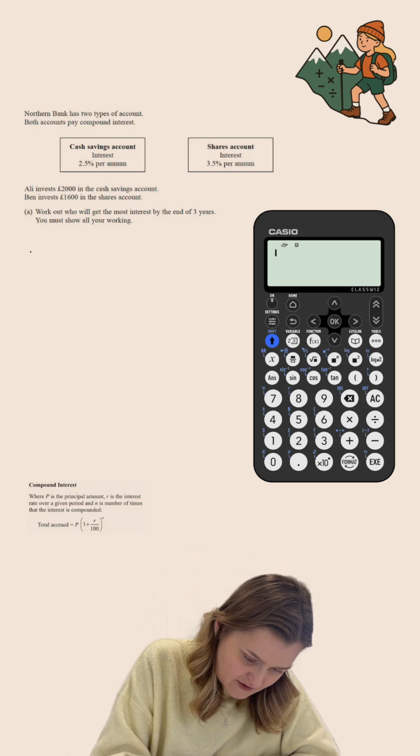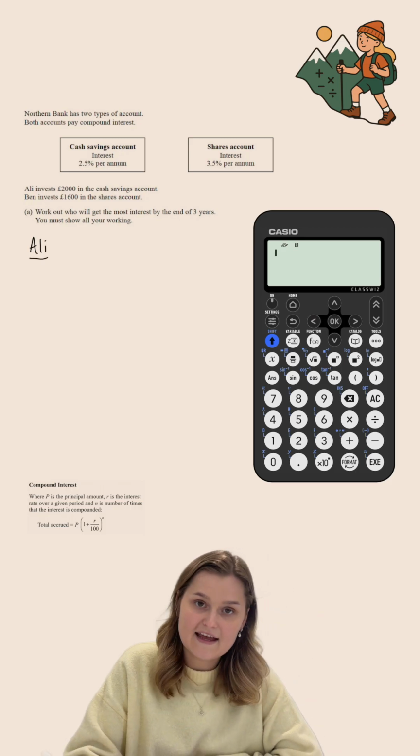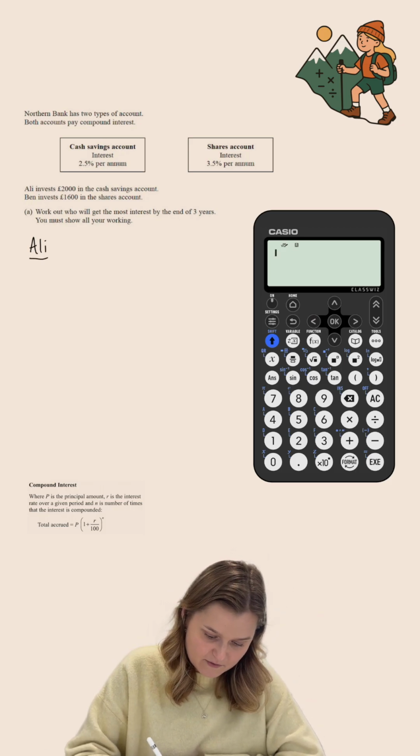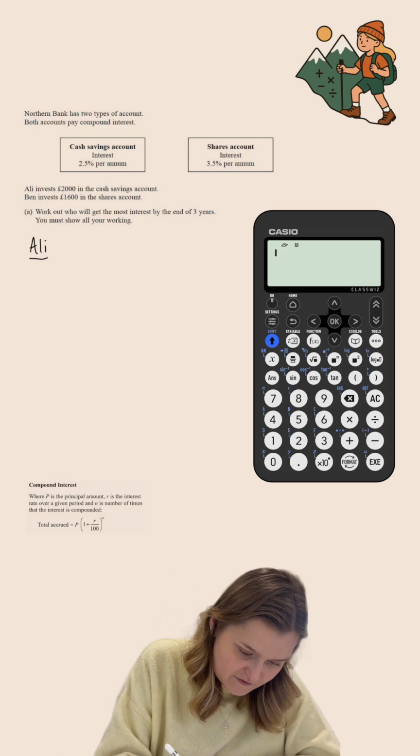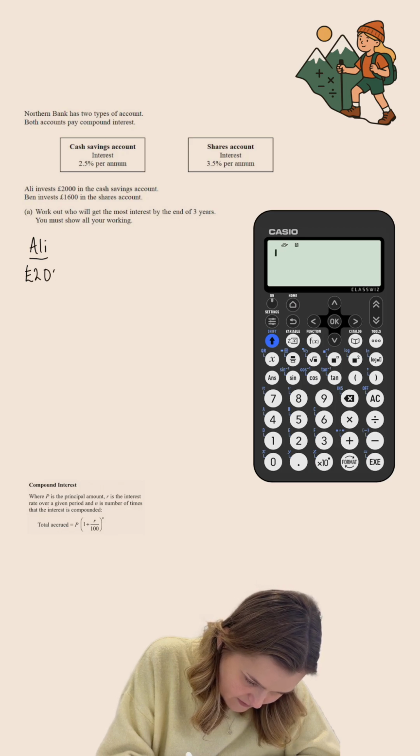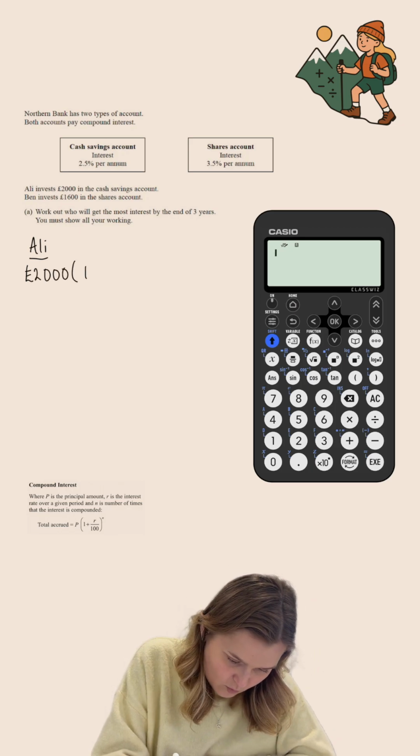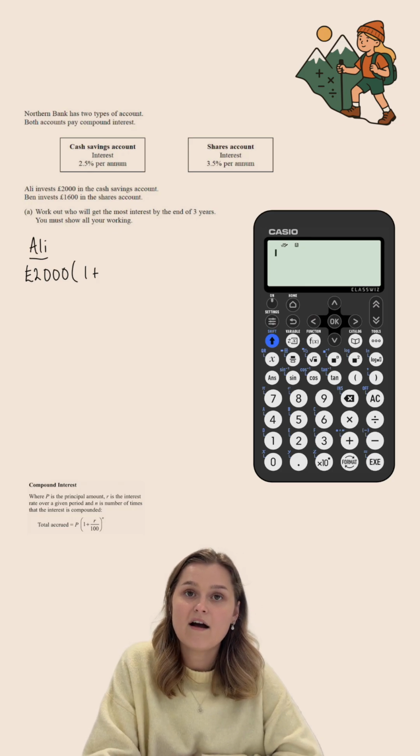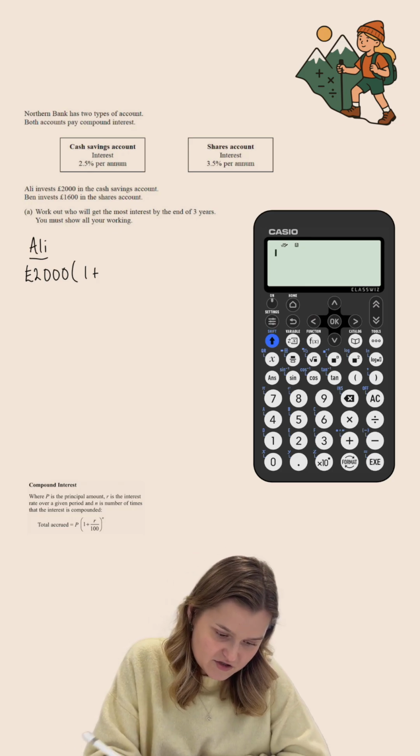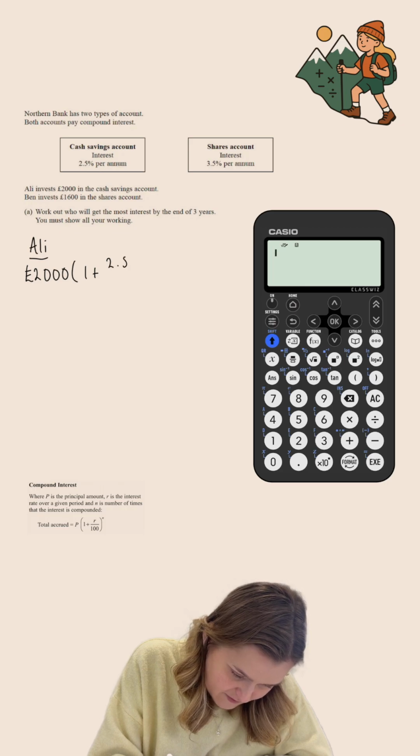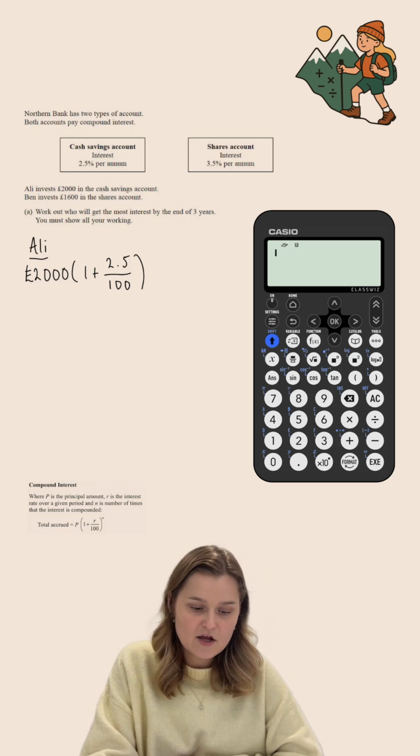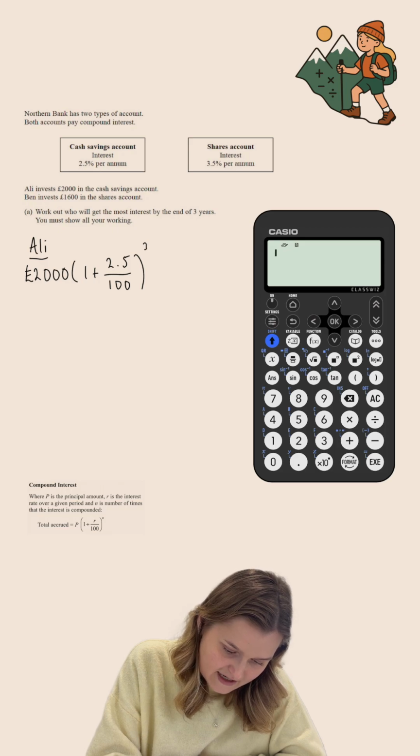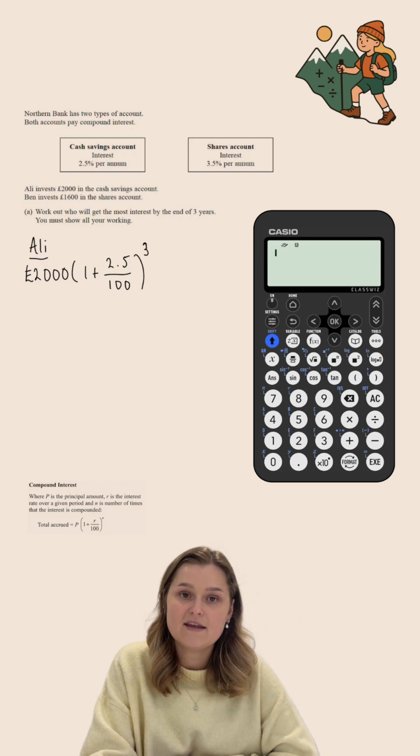So what we're going to do first of all is work out how much interest Ali gets. Now, using this formula that we're given down here, we first of all need the principal amount. This is the amount they are investing, which for Ali is £2,000. Then inside our bracket, we are going to have 1 plus R over 100, where R is the interest rate. And for this question, the interest rate for Ali is 2.5%. So it's 2.5 over 100. And then it's to the power n, where n is the number of times that the interest is compounded, which for this question is 3, because Ali gets this interest every year for 3 years.